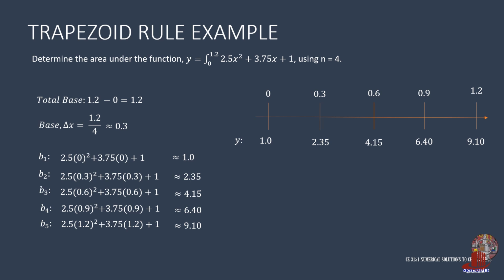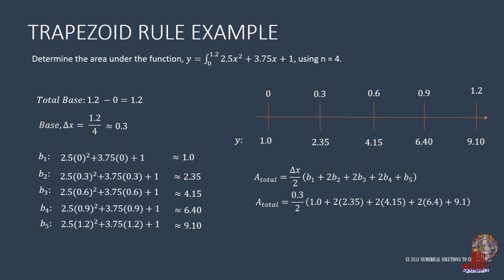With delta x and the b's already determined, the function is then put to work, thereby having half of 0.3 times the long quantity of 1 plus twice 2.35, twice 4.15, 2 times 6.4, then add 9.1. The total area is then solved as 5.385.